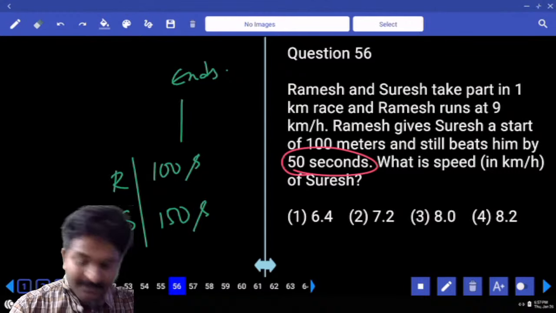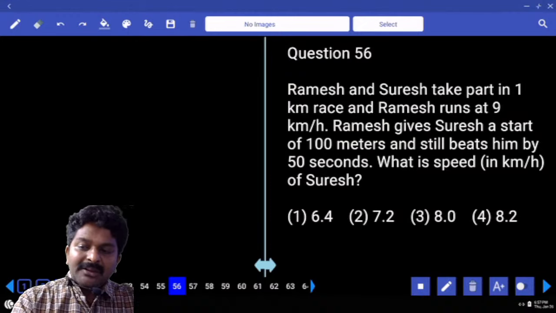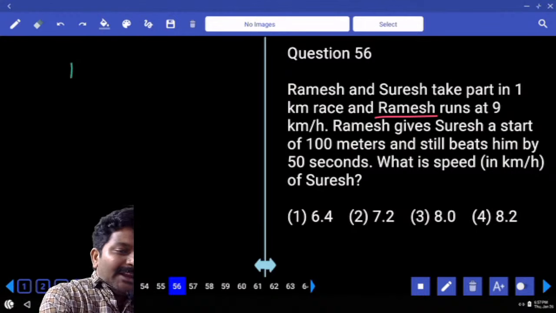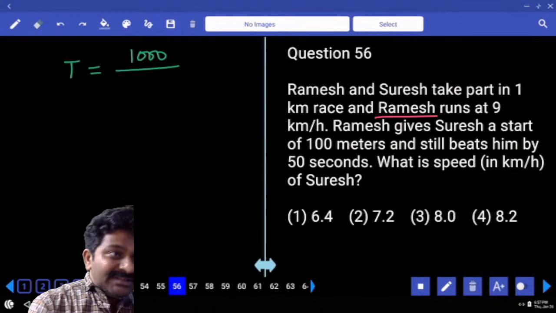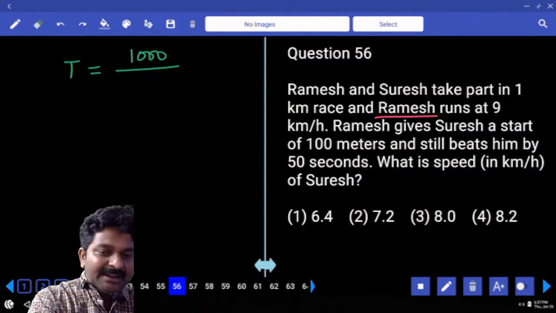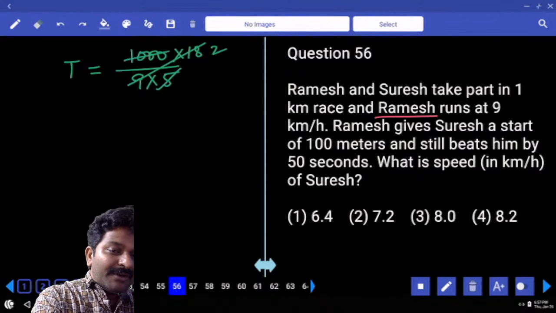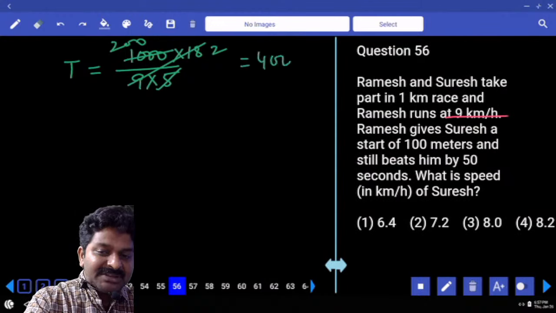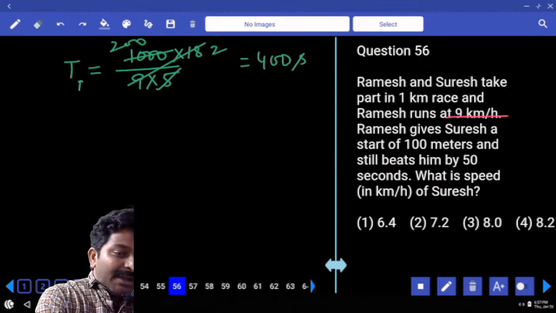Is this okay? Now we were asked to calculate the speed of Suresh. Okay, now you know that Ramesh will cover 1000 meters, correct? Let me calculate the time that Ramesh takes to cover 1000 meters. Distance by speed, whose speed is 9 km per hour, convert into meter per second, 5 by 18. 9, 2 times 5, 200 times. That means the time taken by Ramesh is equal to 400 seconds. This is the time taken by Ramesh.